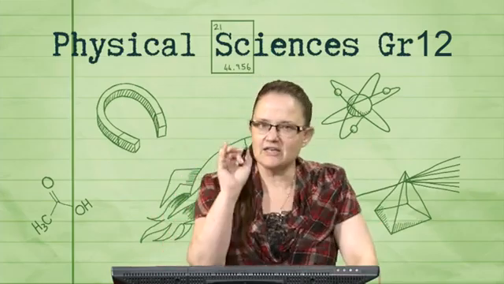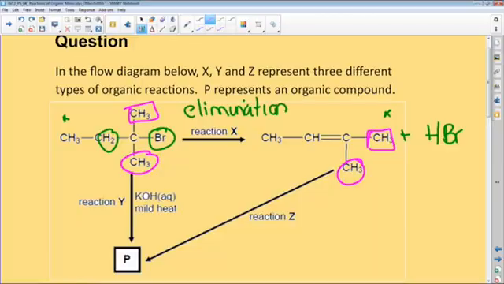Now, and this is where conditions are so important. With reaction Y, they tell you that we use KOH aqueous, that means dilute, with a mild heat. That means this has to be a substitution reaction. The only thing I can substitute on here is the Br. So the Br is going to come off and I'm going to substitute it with something else. I don't have enough information yet as to what that substitution will be.